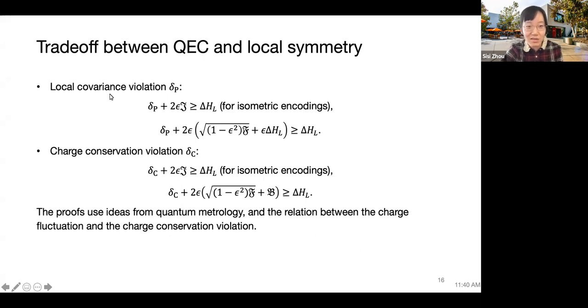But for the local covariance violation, we don't actually need this. We can use a whole different type of quantum metrology technique to derive this relation. So basically you can see that delta local violation cannot be too small. It cannot be like 0 when the system size grows, because we can see that the scaling of this delta P and delta C is approximately this delta HL, which is kind of like a constant.